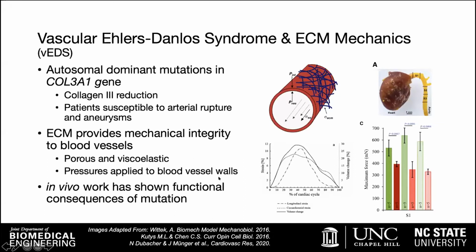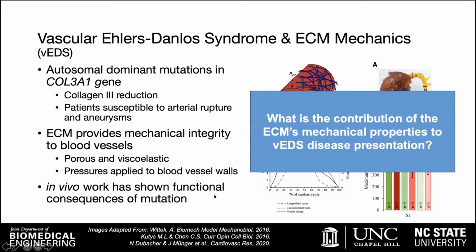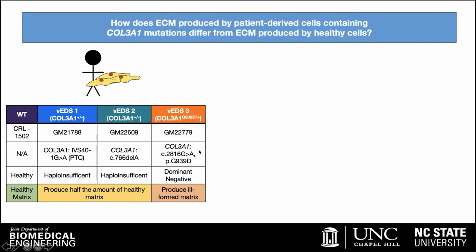As we heard this morning from all of the great mouse models, there's been work in vivo to show functional consequences of the mutation, both in terms of mortality and also in terms of mechanical rupture forces necessary. And we're interested in looking at the specific contributions of the ECM components on these mechanical properties and VEDS disease presentation overall. And so we're trying to address the question of how ECM produced by patient-derived cells with COL3A1 mutations differs from ECM produced by healthy cells.